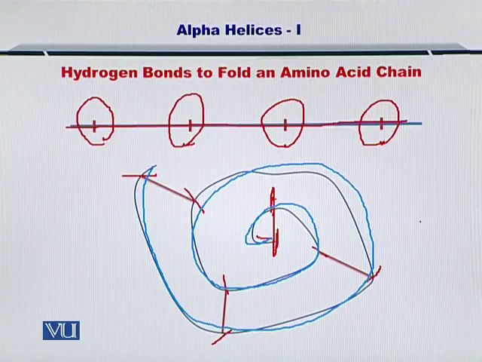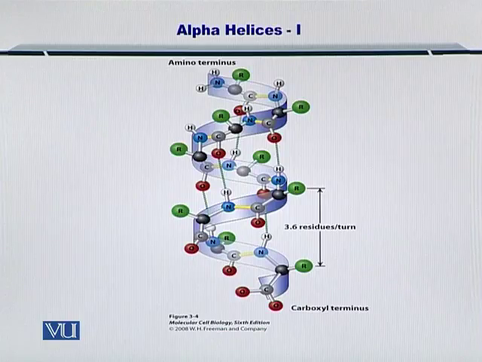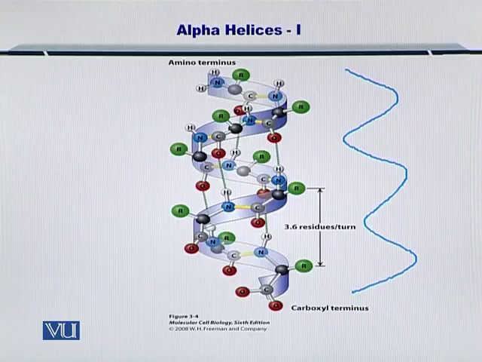It is very interesting because this type of interaction leads to the formation of alpha helices that I'm going to show you now. Here is a figure of the alpha helix. As you can see, it's called an alpha helix because it looks like a helix. Of course, DNA is a double helix like that.